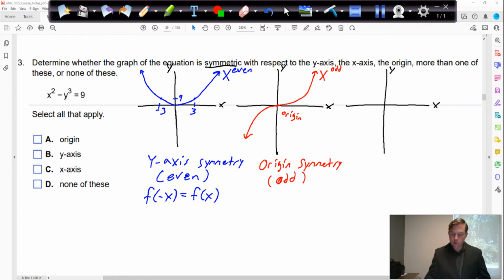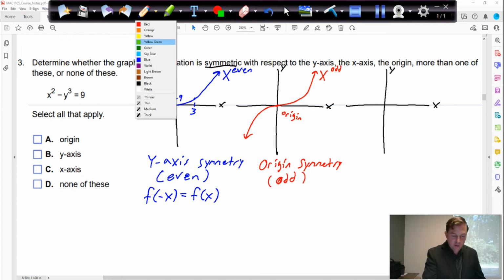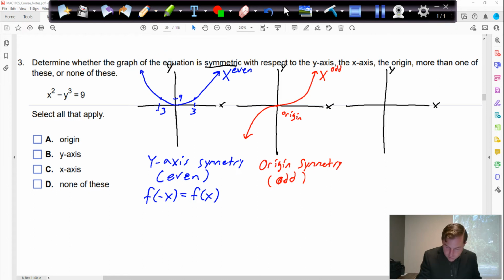Now what's interesting about this one is, let's say I have x to the third, and I pick 2. 2 to the third is 8. So we get 8. Minus 2 to the third, the minus is going to stick around, and we're going to get minus 8. So in this one, if we plug in a negative x value, we also get a negative y value. Okay, those are the two most common.